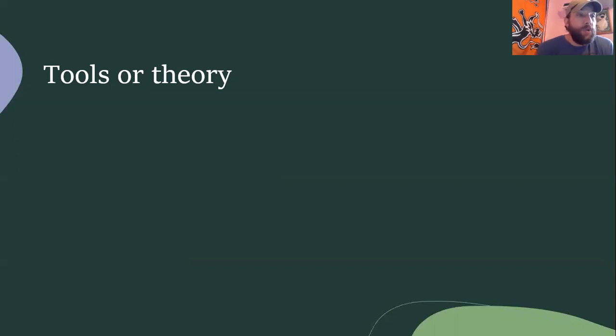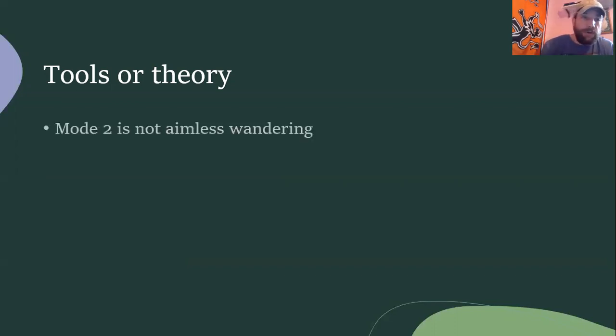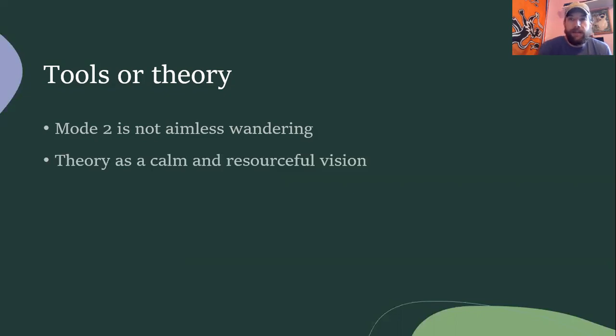Okay, so a little bit on tools or theory in general. Mode 1 inquiry, which we talked about last time, disciplinary inquiry, one of the beauties of that is that it has these paradigms or methods to guide your inquiry, to focus your attention, to tell you what you're looking at and what's important to look at. Mode 2 needs something like that too, if it's not going to be just aimless wandering. So we also will have to have heuristics, concepts, theories, frameworks, or tools to make sense of what we're looking at, to find the signal from the noise, and to guide our path.